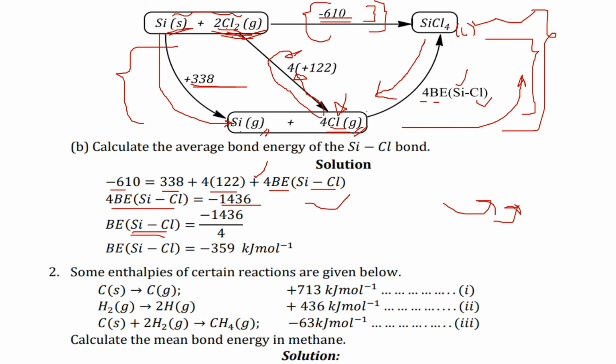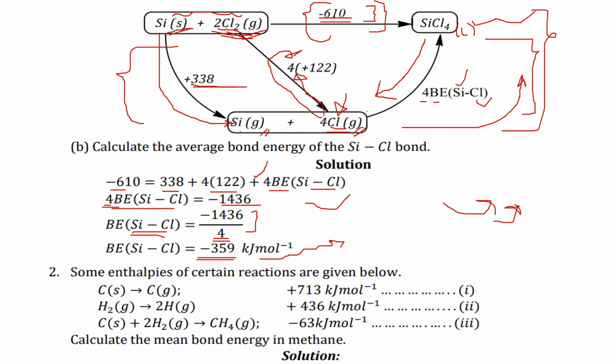You get it by dividing the energy value that you have got by the number of bonds that you are having. So total energy value divided by the number of bonds contained gives us the average bond energy. And if you take negative 1436 divided by 4, you're going to end up with your bond energy being equal to negative 359 kilojoules per mole as your average bond energy of the silicon to chlorine bond.